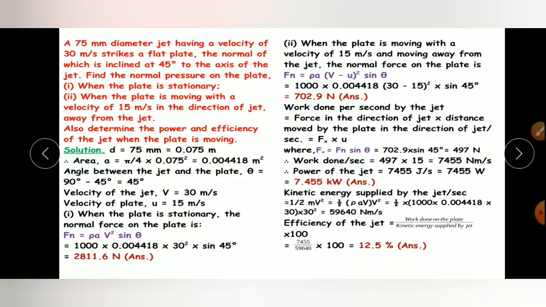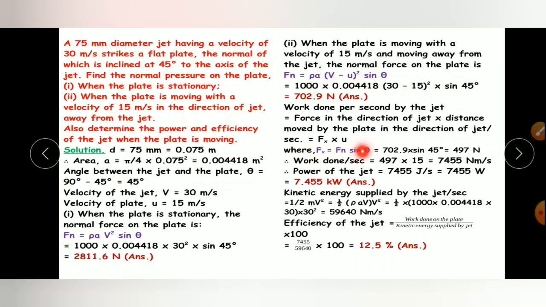Next, consider the second case when the plate is moving with a velocity of 15 meter per second, that is u equal to 15 meter per second. In the moving plate case, the normal force acting on the plate by the jet, Fn equal to rho a (v minus u) square into sin theta. We have already derived this in the previous video. By putting the values of rho, a, v, u and theta, we get 702.9 Newton. This is the normal force acting on the plate.